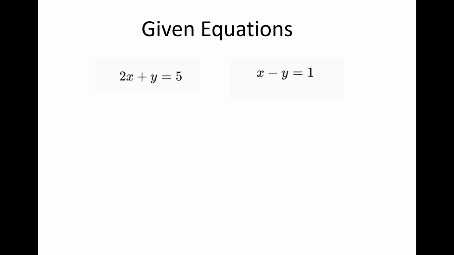So what we will be doing is, 2 will be our a1 and here 1 will be our b1 and 5 will be our c1. Similarly, we will be putting it for x minus y equal to 1. So this is how we will be generalizing those equations.